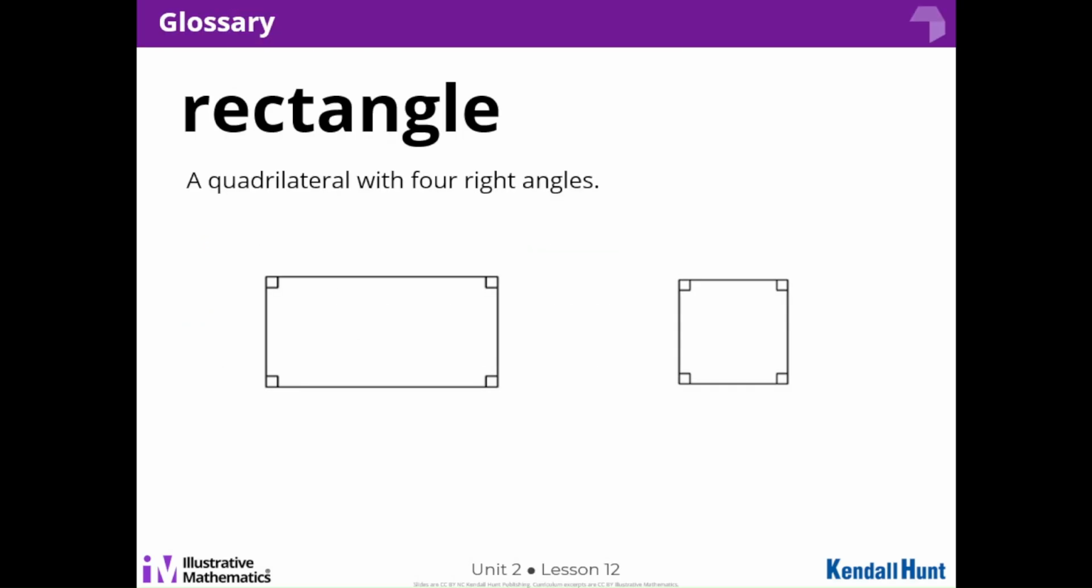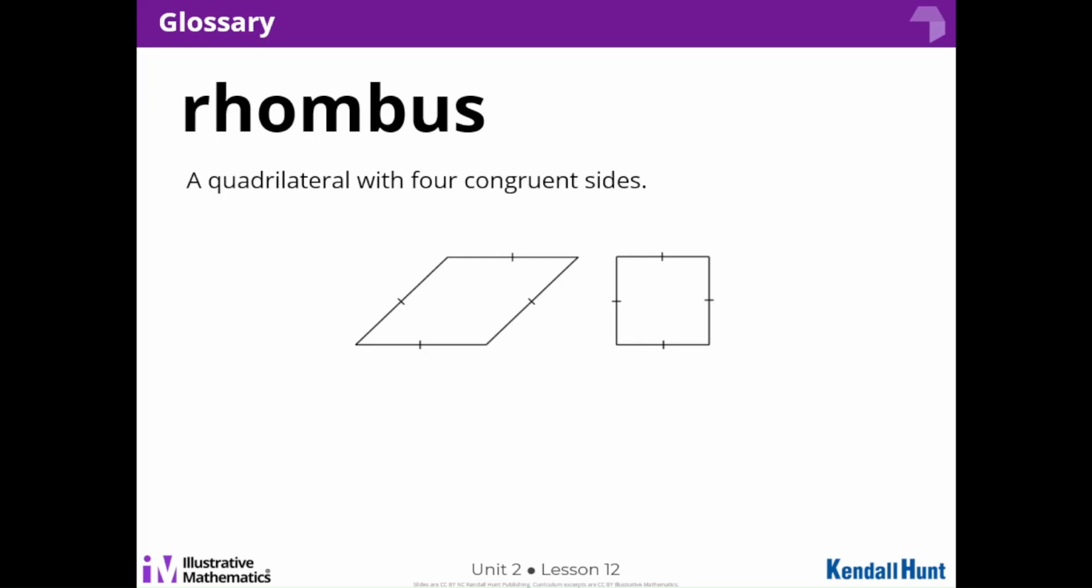For glossary terms, we're going to start with rectangle. This is a quadrilateral with 4 right angles. And we're going to have rhombus. A rhombus is a quadrilateral with 4 congruent sides.